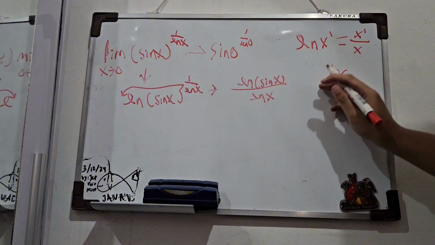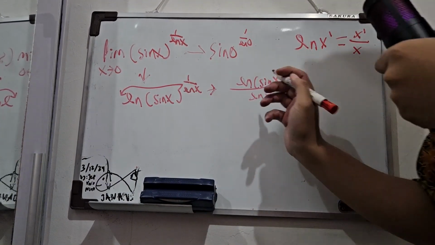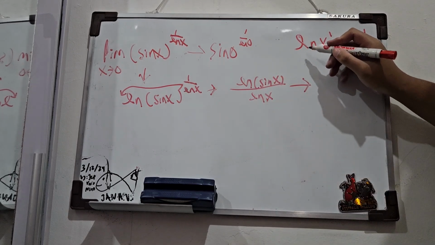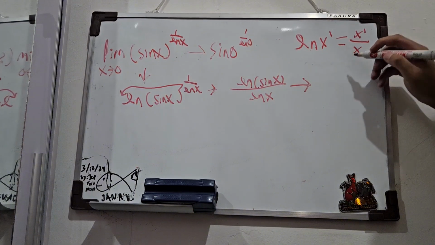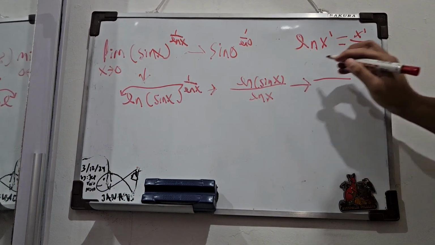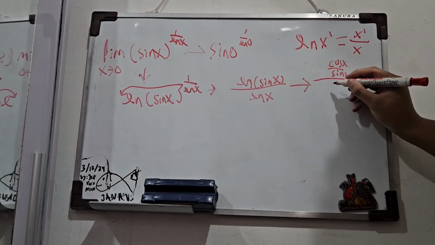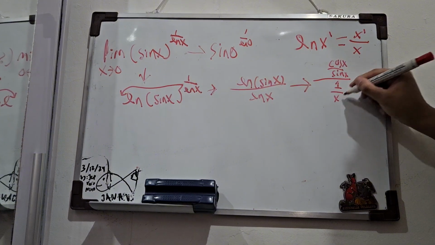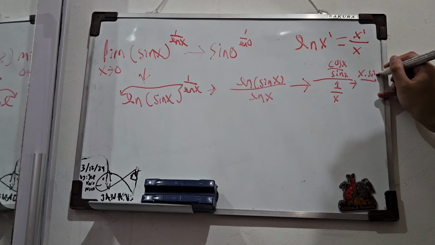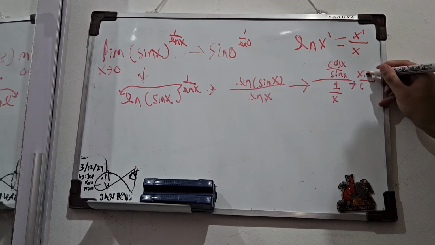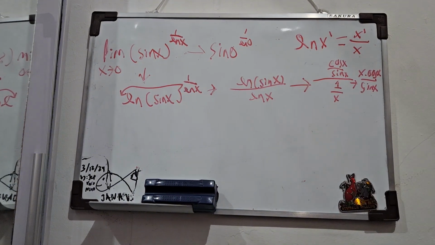Now we can actually differentiate it. First we need to know how to differentiate ln, which is right here. So the derivative of ln x equals the inside function's derivative divided by the original function. So this would become cos x divided by sin x. Same thing with ln x, it would become 1 per x. You can simplify this even further into x times cos x divided by sin x.